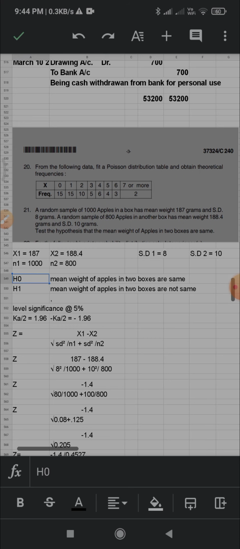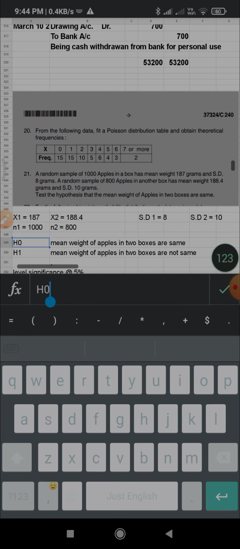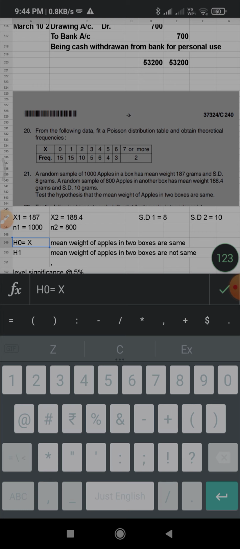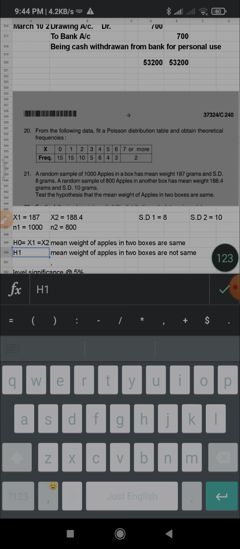Now what is H naught here? H naught is nothing but x bar 1 equals x bar 2. This is the null hypothesis, that is, the mean weight of apples in two boxes are same.